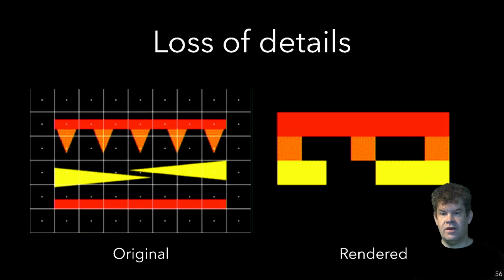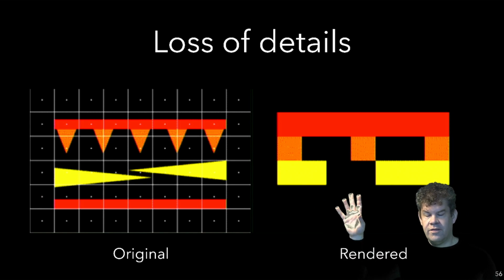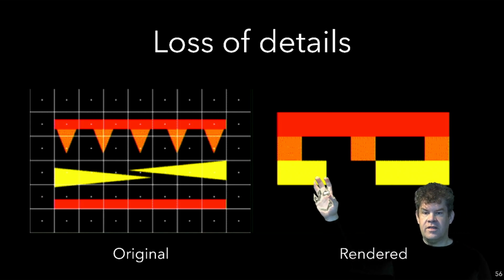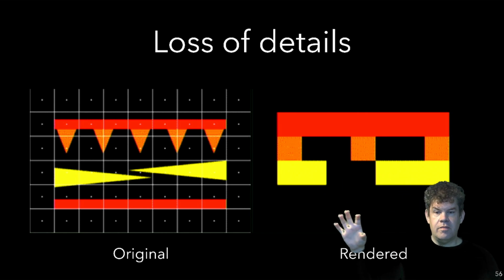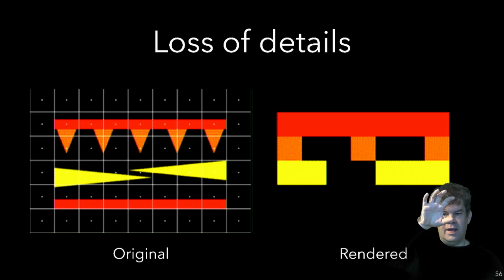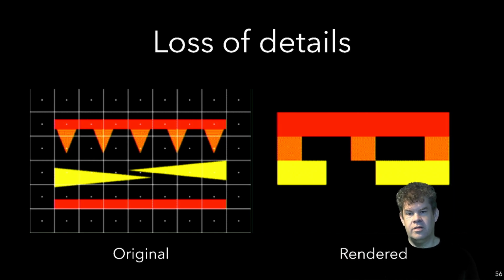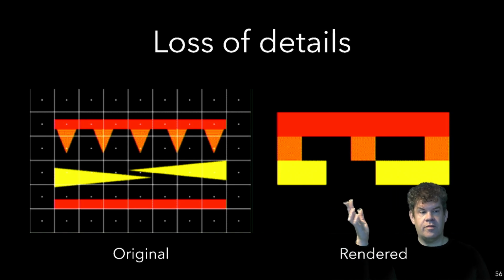Here's another example. There's a signal on the left, so that's an awkward picture, but nonetheless, it's on the left, and here's the reconstruction. Notice the bottom red bar is completely gone. Some of those teeth are gone, and some of those yellow triangles in the center are blown up in size, right?